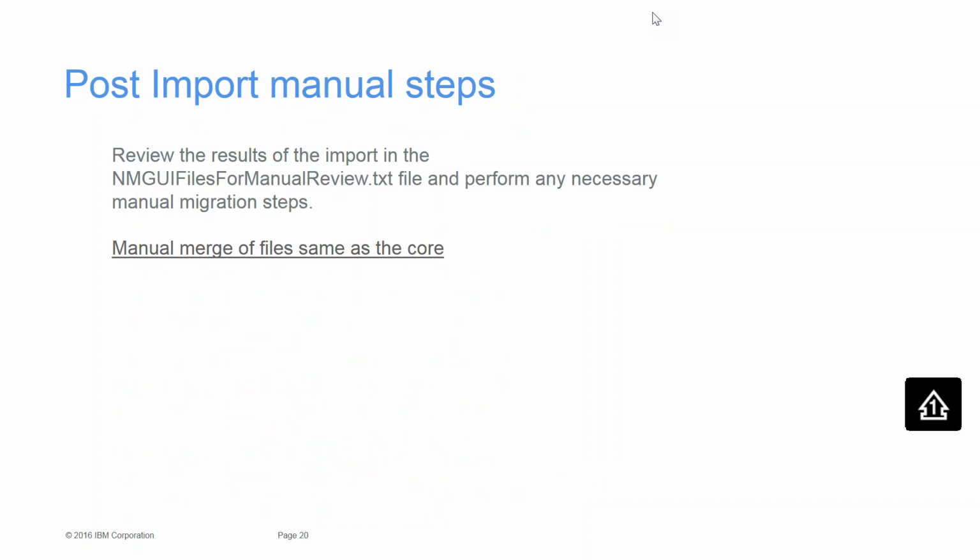Same as the core, there are some files, I think they're property files. You'll get a log file, where with the core they were called NM core files for review, for manual review.txt. With the GUI side, it's NM GUI files for manual review.txt. Take a look at those files. Again, it'll tell you which files, the number of files, and see if there's something that you need to upgrade there, to touch.